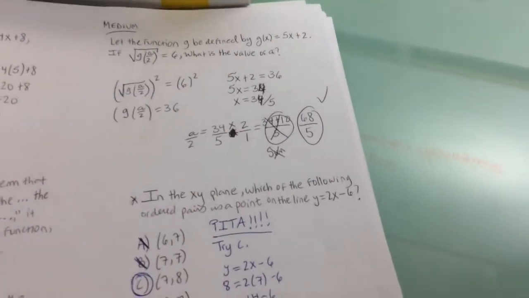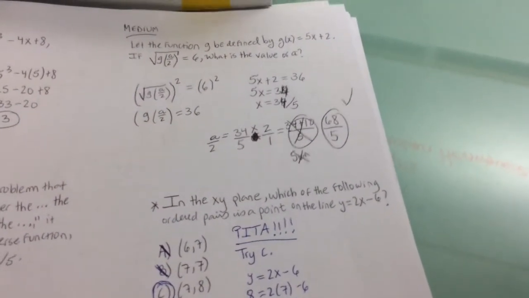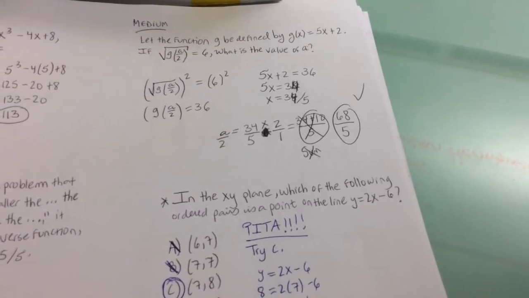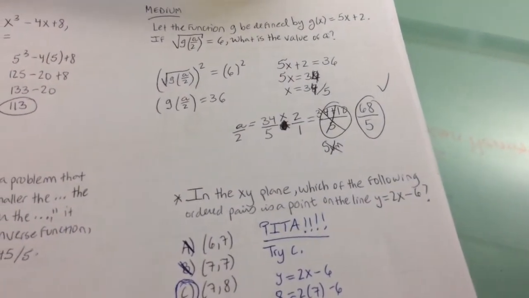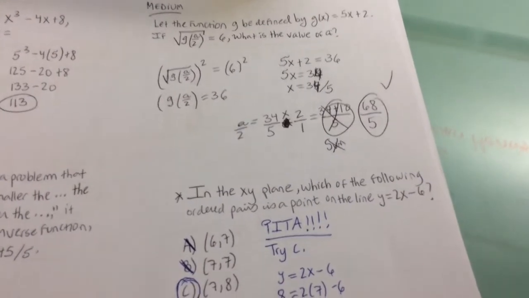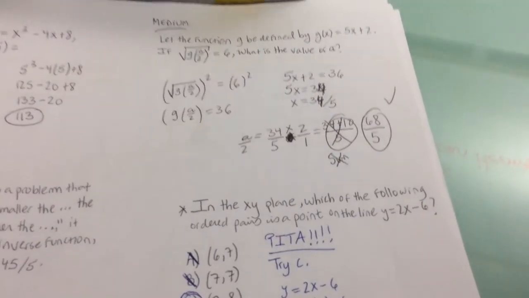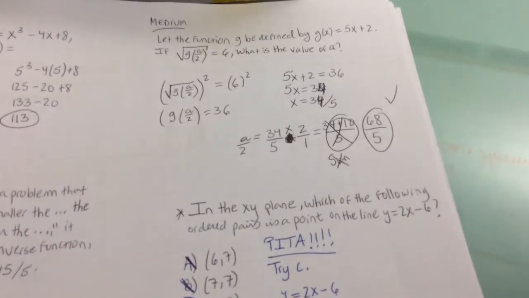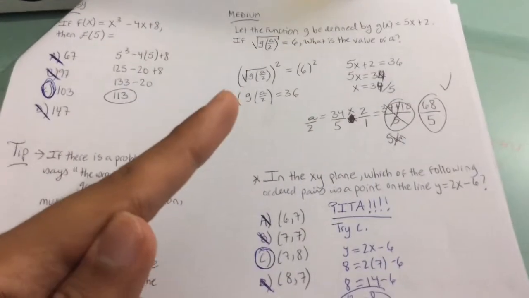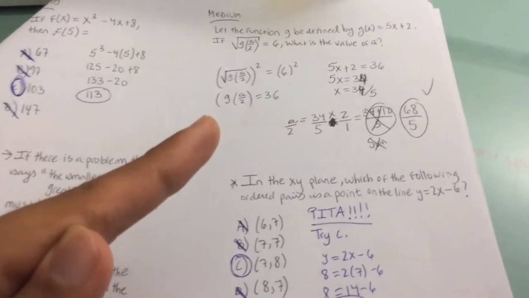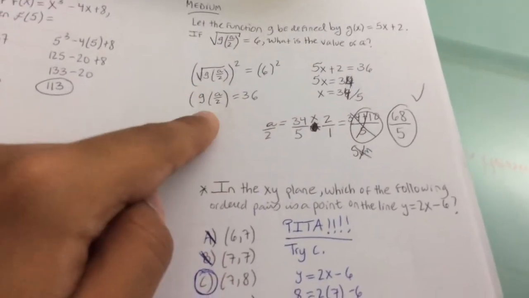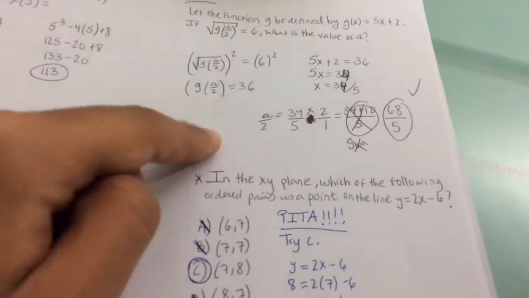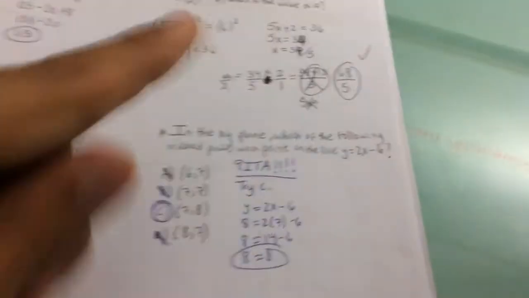This one is medium, okay? Medium. Let the function g be defined by g(x) = √(5x + 2). Okay, if g(a/2) is equal to 6, what is the value of a? Here is very easy. You just need to square both sides because there is a radical there, just like the problem that we saw before, and it must be equal to 36. But look at it, it's a over 2, not the value of a, okay? This must be a trap answer if you are in the real test, okay?